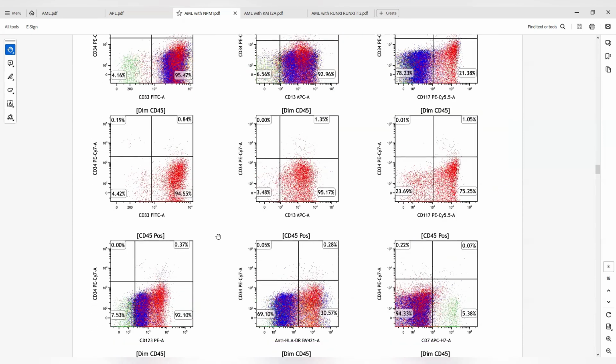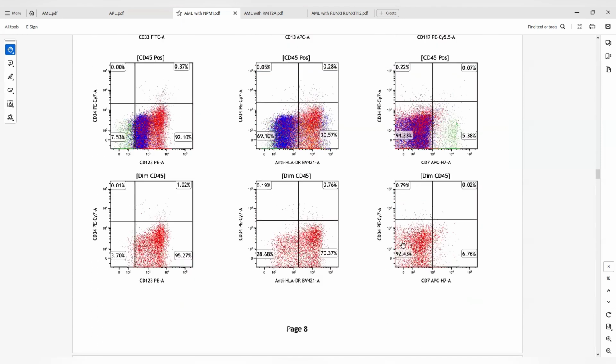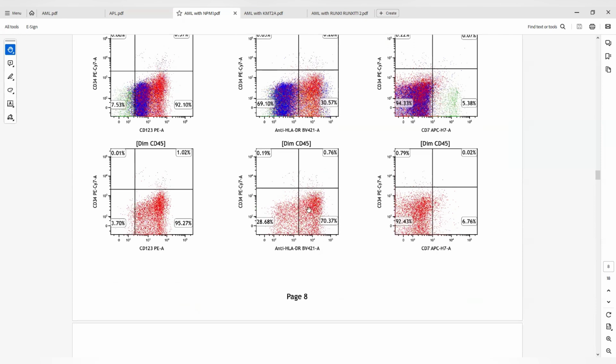Our myeloid area here, CD33 is bright, CD13 is positive, CD117 is positive, and this is starting to look like the last case that we looked at of acute promyelocytic leukemia with PML-RARA fusion. However, HLA-DR here is predominantly positive. About 70% of these cells are positive. So that's how it's different from acute promyelocytic leukemia with PML-RARA fusion. CD123 is positive in almost all of the abnormal cells. CD7 is negative here.